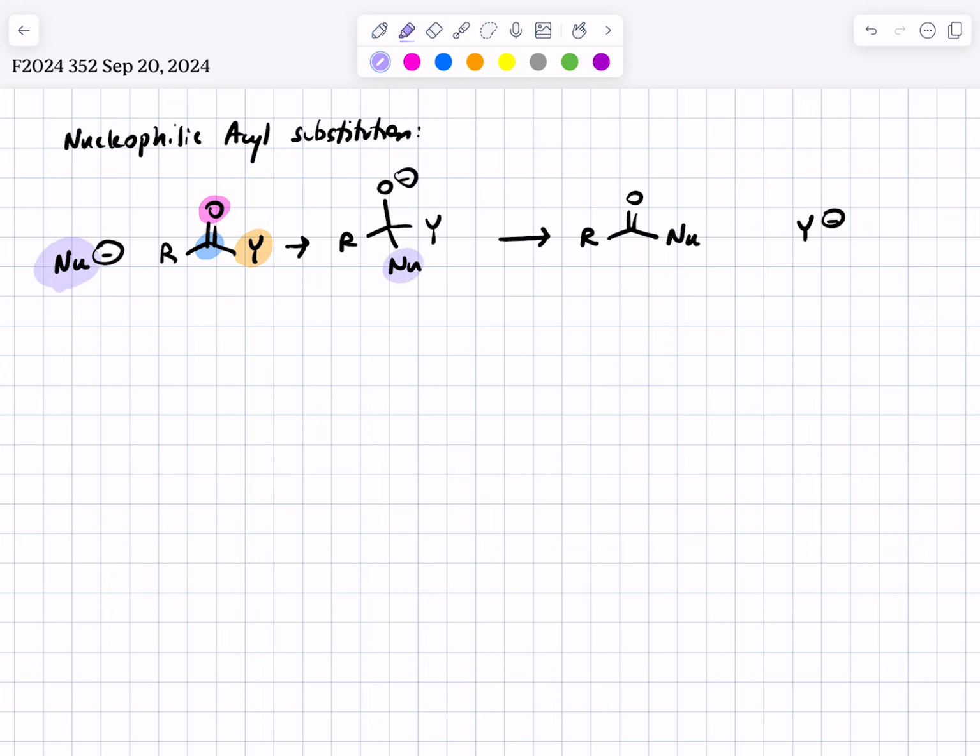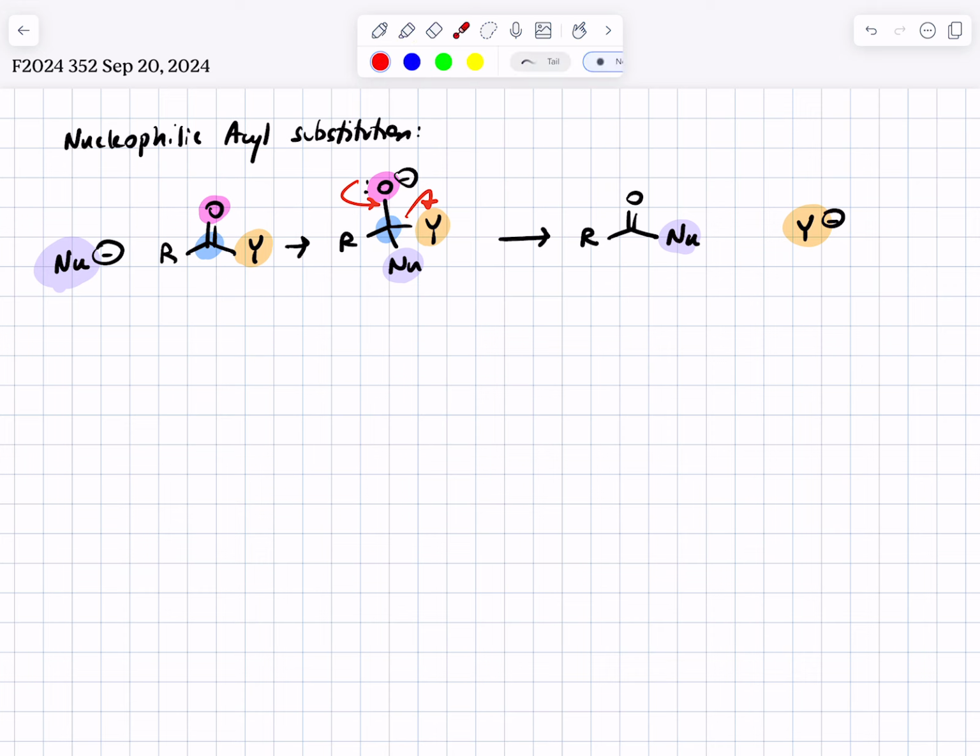We end up with a tetrahedral intermediate where the leaving group and the nucleophile are both attached to the carbonyl carbon, and you've got a negatively charged oxygen, which can kick down and kick off the leaving group, as you've seen before. And then how efficient this process is really depends on how good the leaving group is, and also how nucleophilic or reactive the nucleophile is.